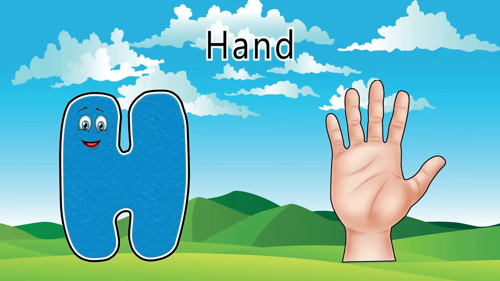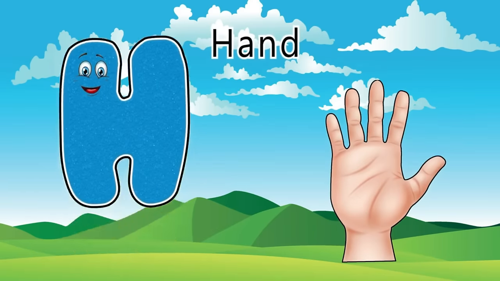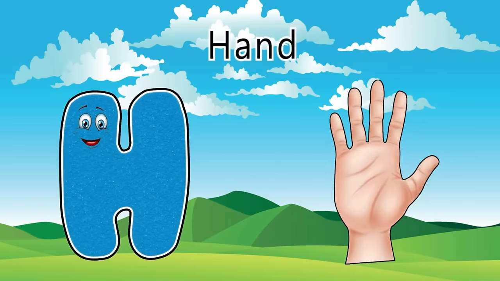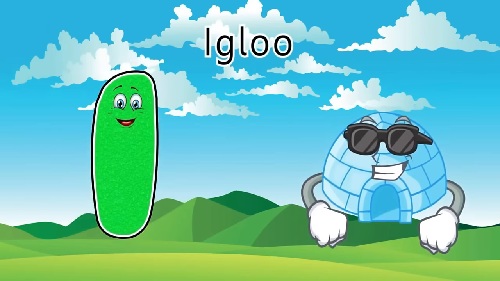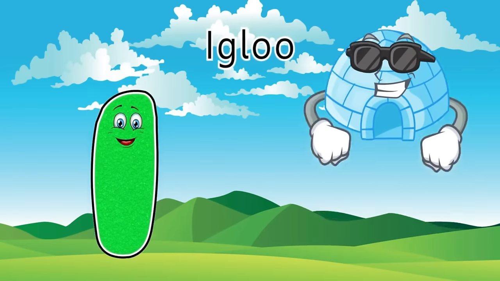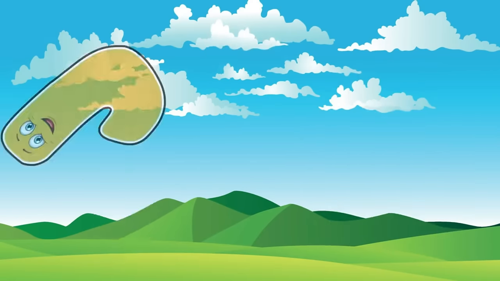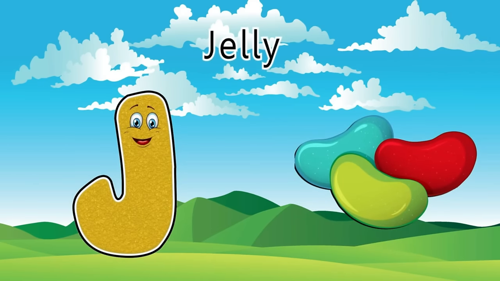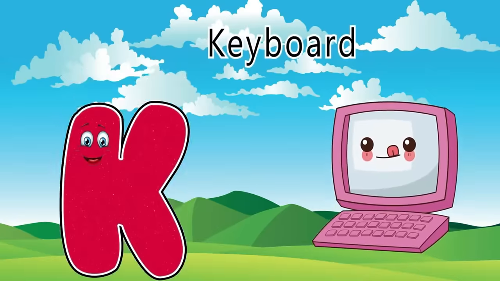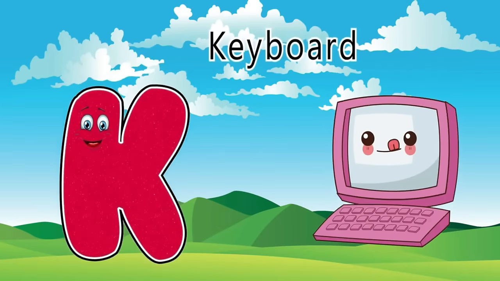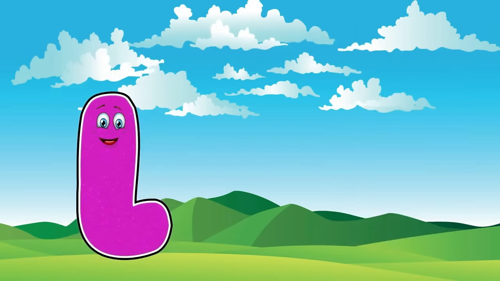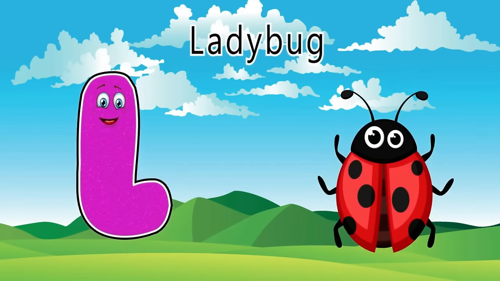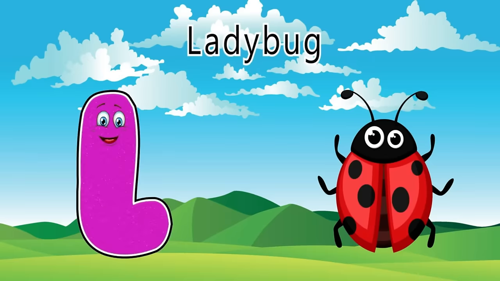H is for hand. Hand, hand, H, hand. I is for igloo. Igloo, igloo, I, igloo. J is for jelly. Jelly, jelly, J, jelly. K is for keyboard. Keyboard, keyboard, K, keyboard. L is for ladybug. Ladybug, ladybug, L, ladybug.